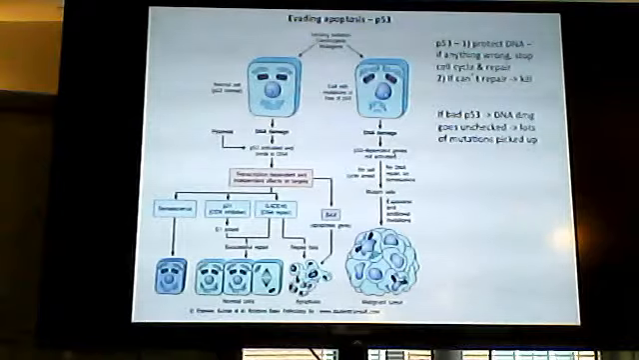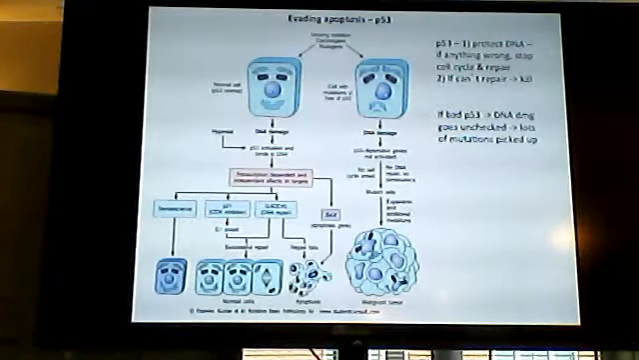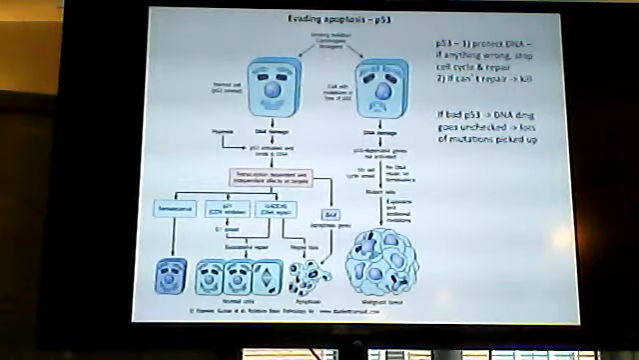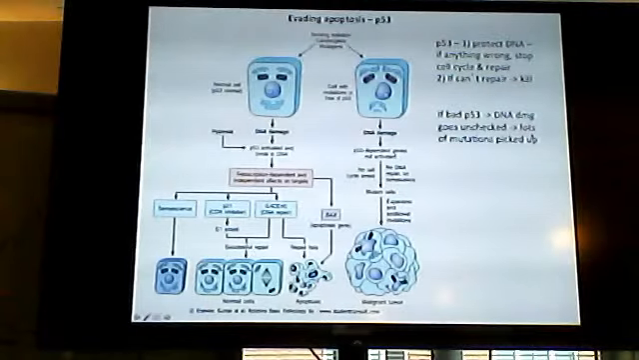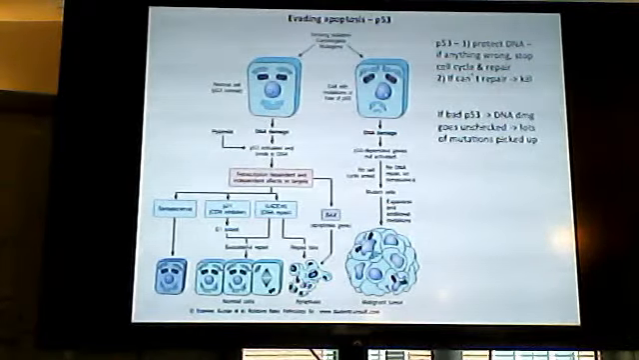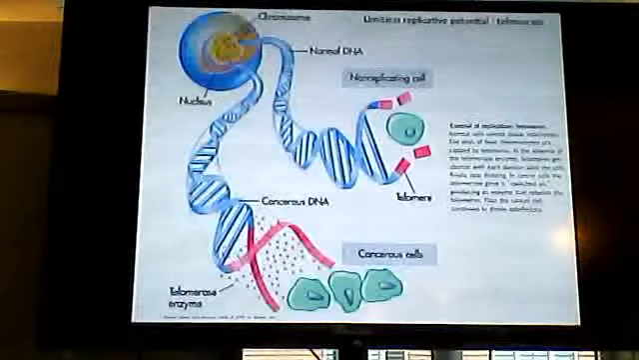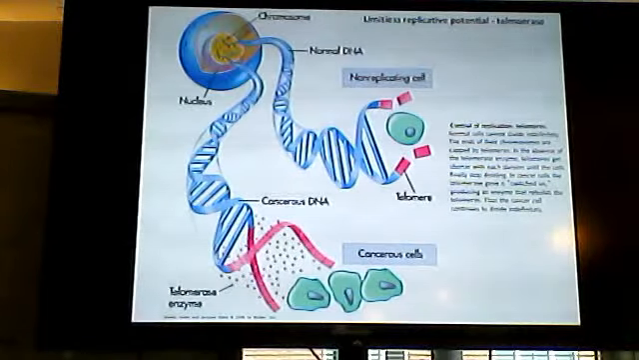Evading apoptosis: P53 is the guardian of the genome. It is largely responsible for picking up DNA damage and signaling to the cell to stop the cell cycle, and it will cause apoptosis and kill the cell if the cell can no longer repair that DNA damage. And so if you have two bad copies of P53, then DNA damage goes unchecked, and you start to pick up a lot of mutations. A very high percentage of cancers have mutations in P53, which drives their progression.